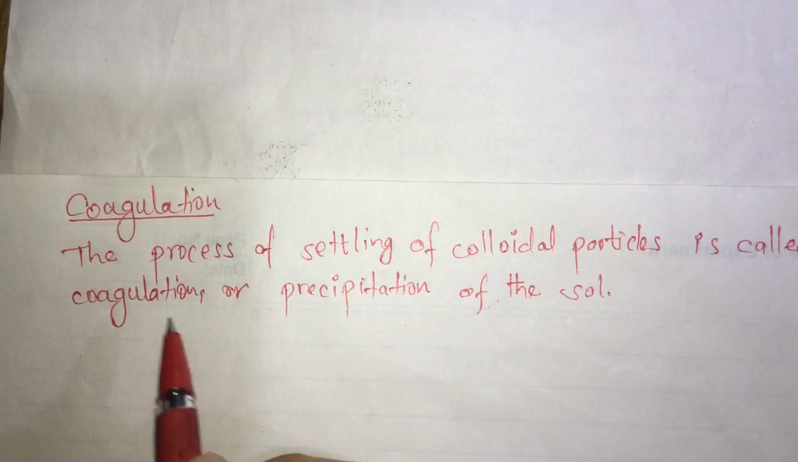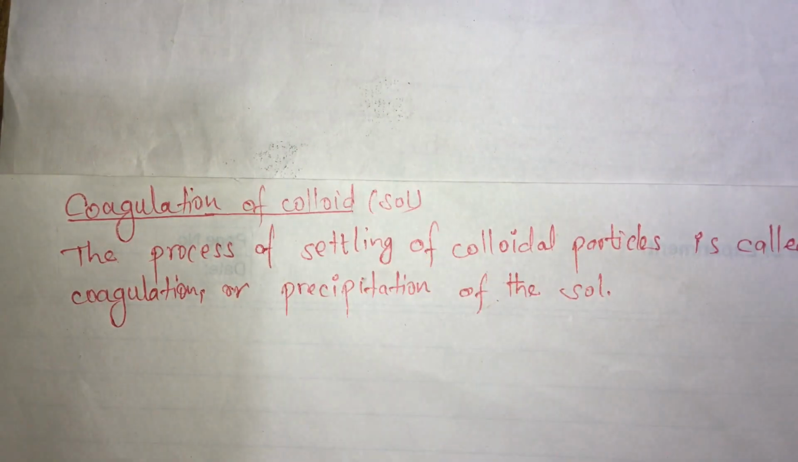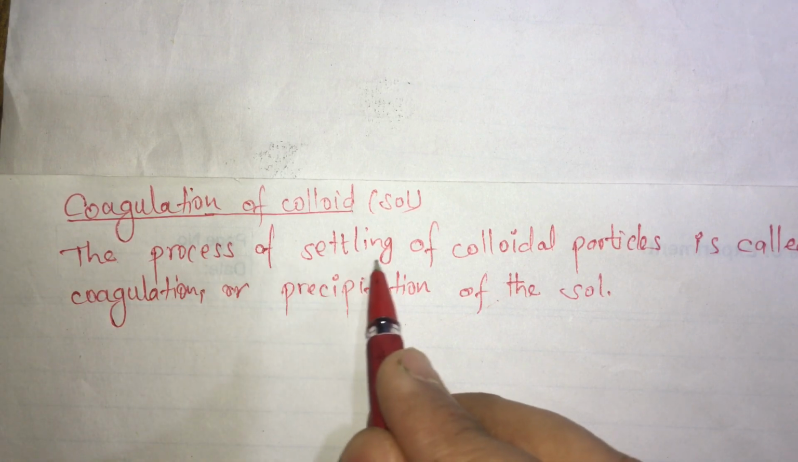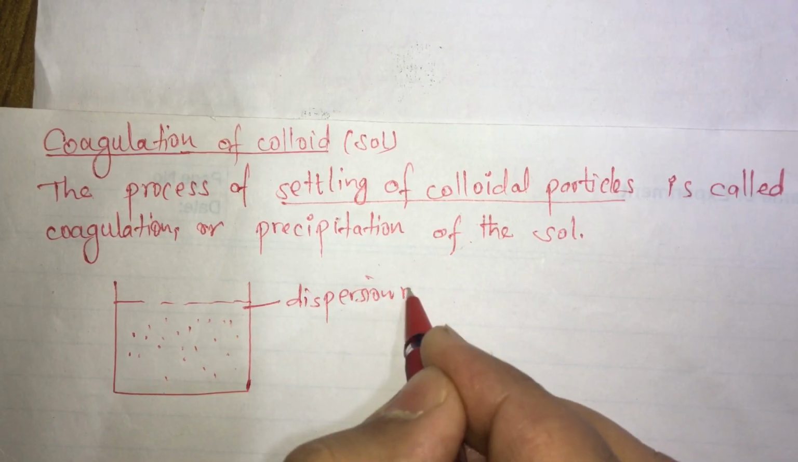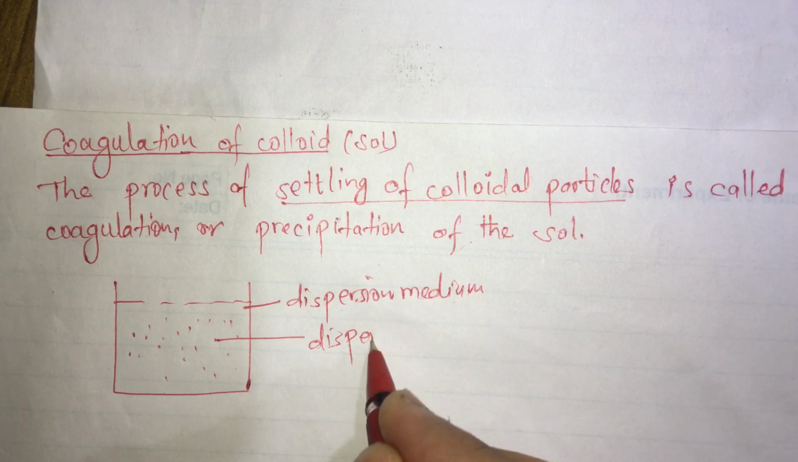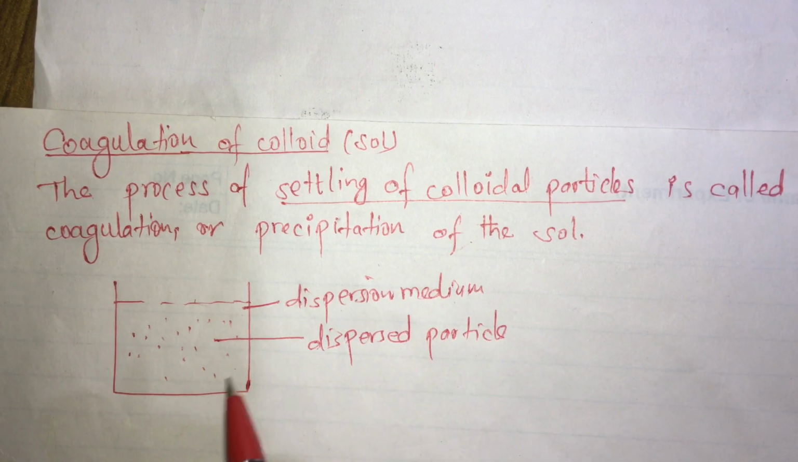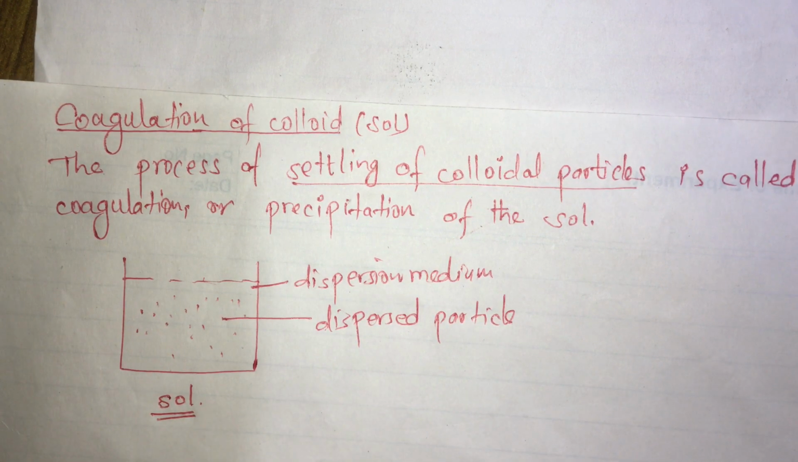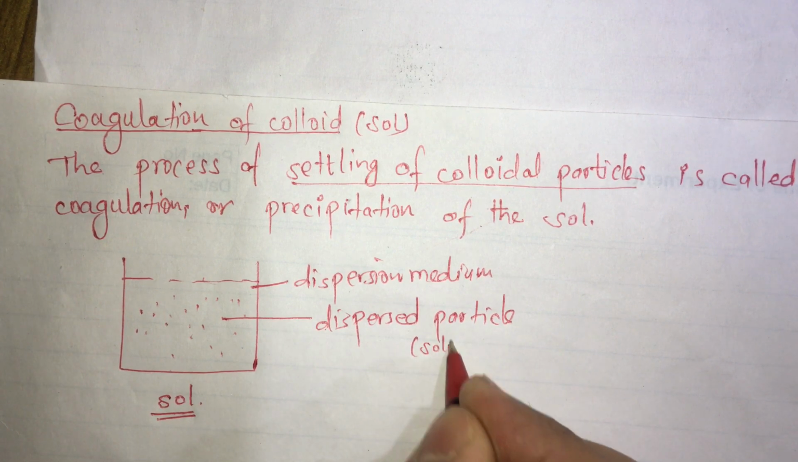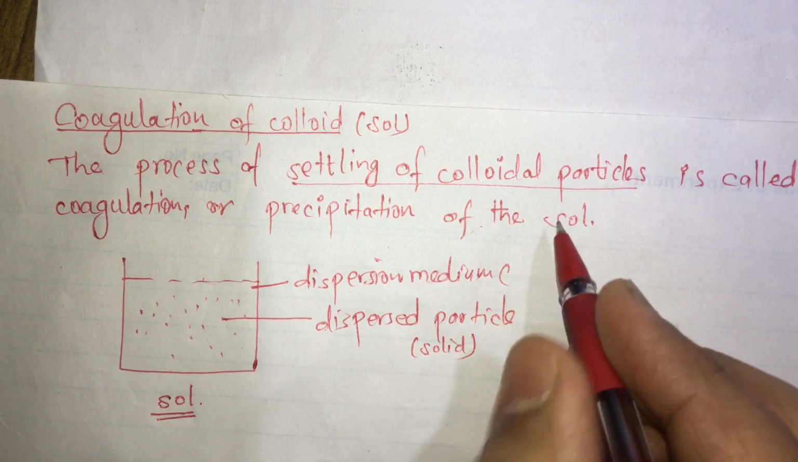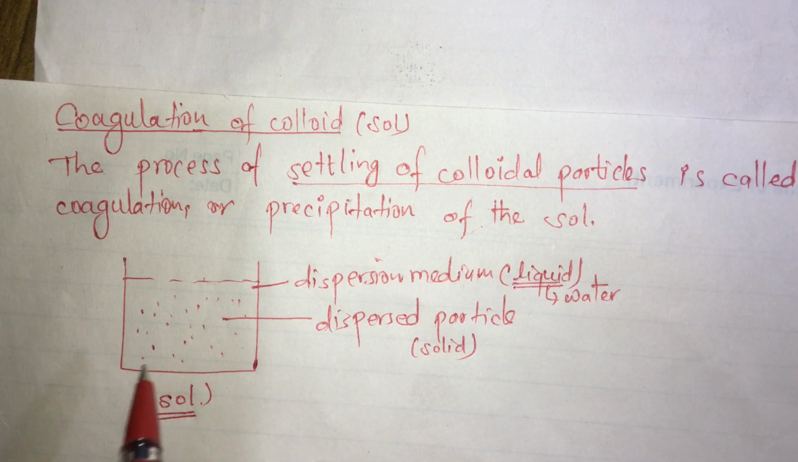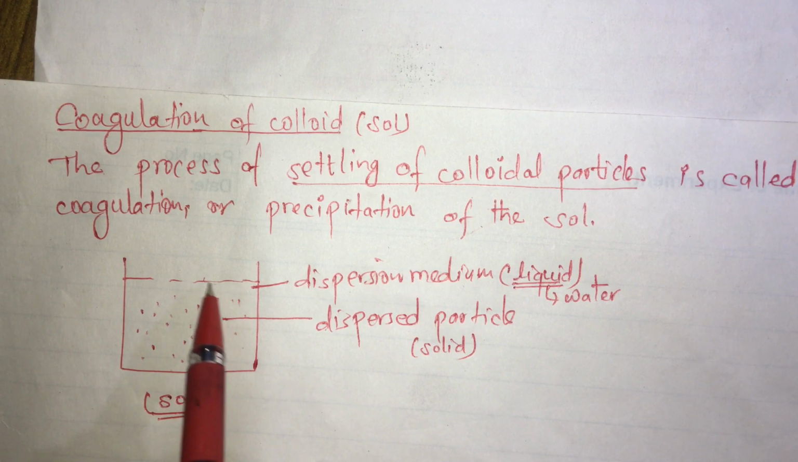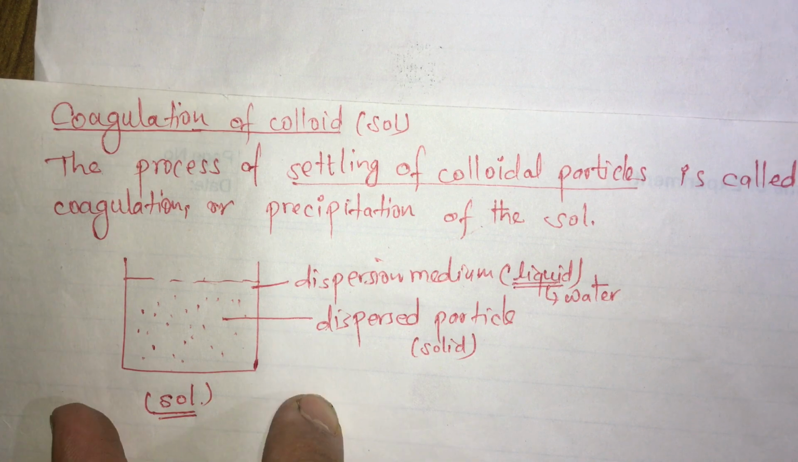Okay, let's discuss the coagulation of colloid or sol. Coagulation is the process of settling of colloidal particles. This is the dispersion medium and these are the dispersed particles. This is the colloid, and we are taking the example of sol. Sol means the dispersed particle is solid and the dispersion medium is liquid or water. Here the solid particles are dispersed in this dispersion medium.